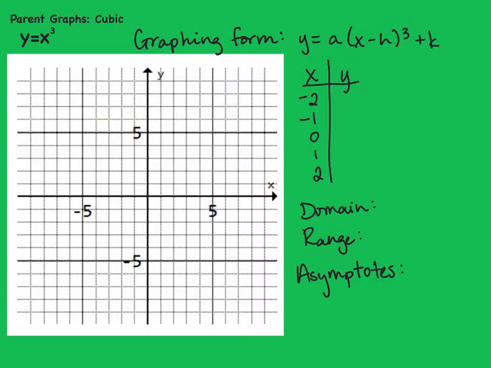If I have negative 2, looking up at the table right now, negative 2 to the third power is negative 8. Negative 1 to the third power is negative 1. 0 to the third power is 0. 1 to the third power is 1. And 2 to the third power is 8. So I'm going to graph those 5 points.